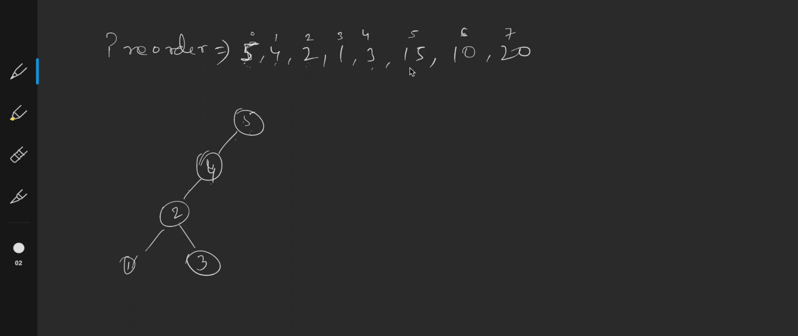We'll go to 15, and we'll see that 15 is greater than 5. Now we'll go to 10. We'll compare, 10 is greater than 5, so it will come to the right child, then it will compare, 10 is less than 15, so it will join as the left child of 15. Now the next node is 20. The 20 will compare with 5, and it's greater than 5.